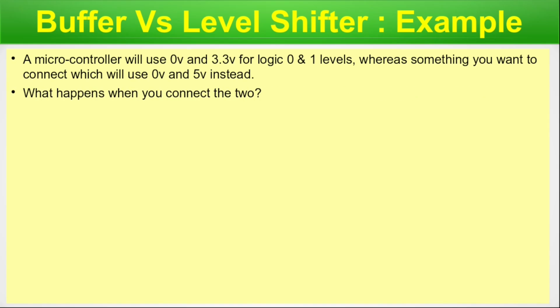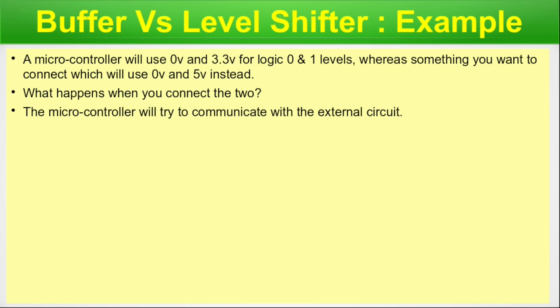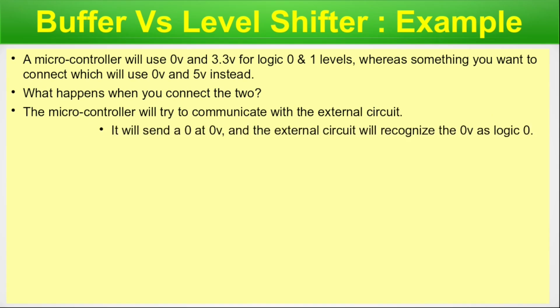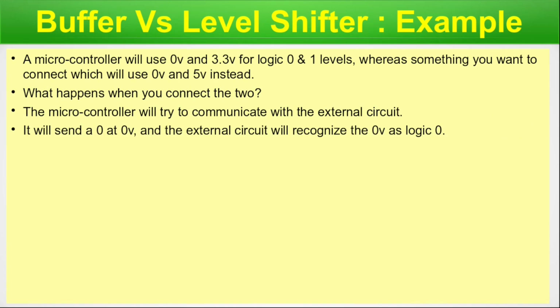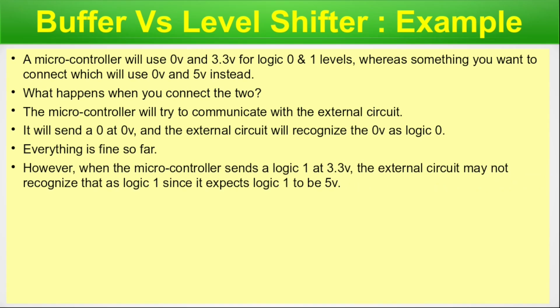What happens if you connect the two? The microcontroller will try to communicate with the external circuit. It will send 0 at 0 volt. The external circuit will recognize it as logic 0. Everything is fine so far. However, when the microcontroller sends a logic 1 at 3.3 volt, the external circuit may not recognize the logic 1 since it expects the logic 1 to be 5 volt.